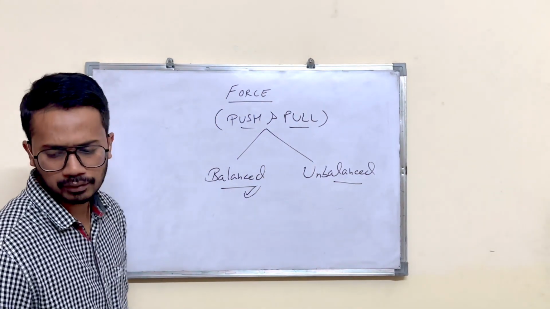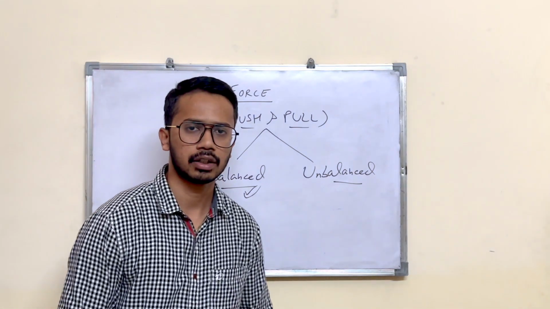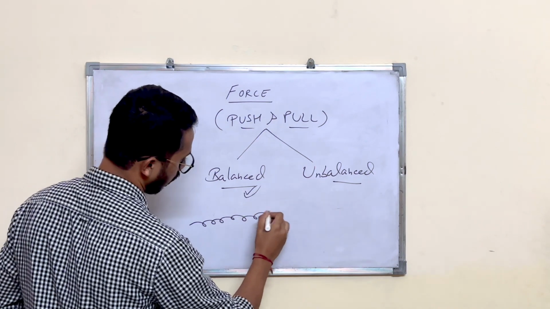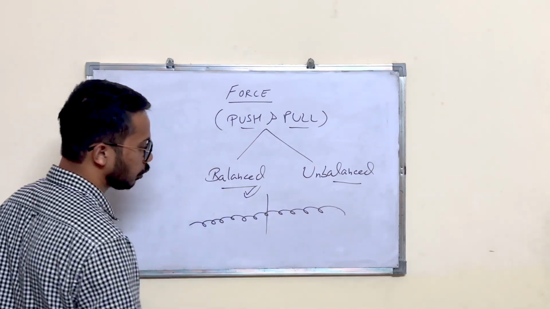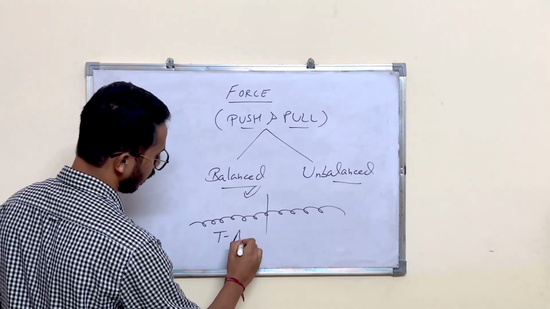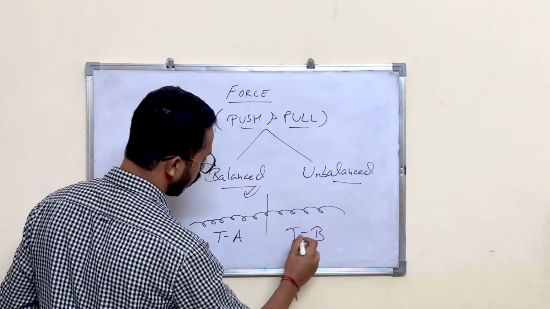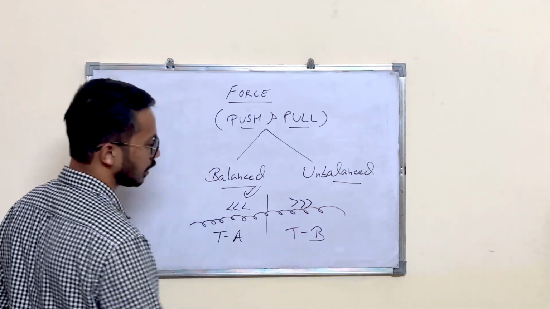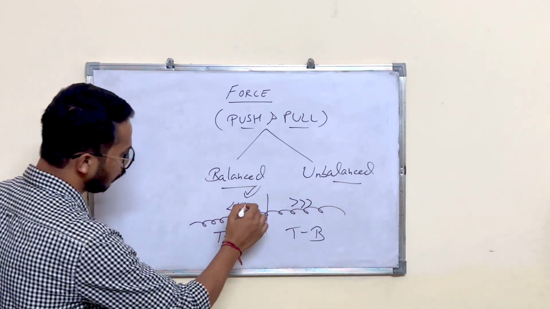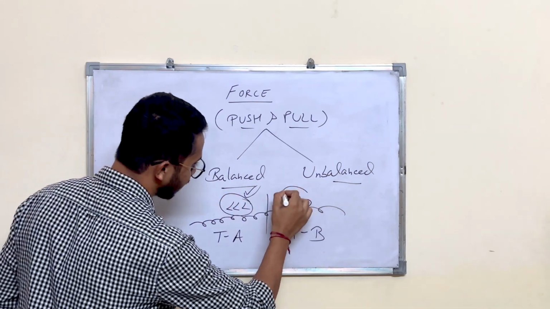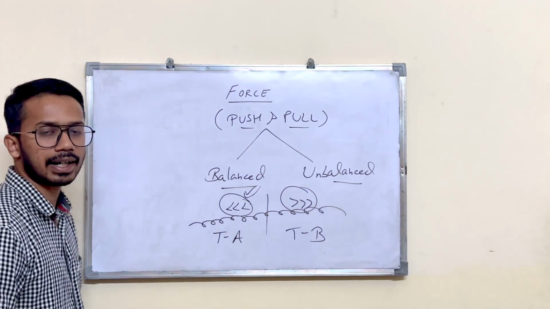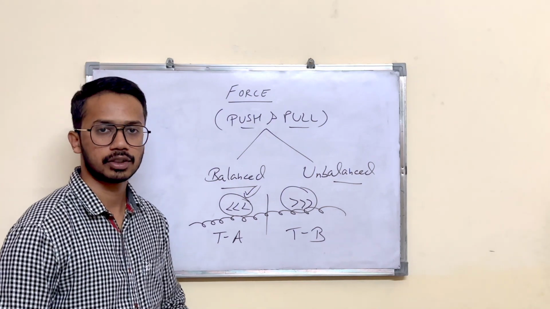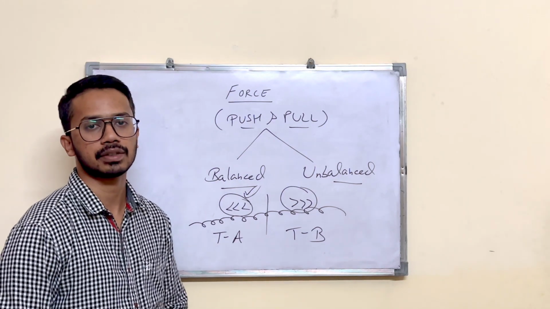Have you ever been part of a tug of war match? Do you remember what happens there? We have a rope and we have two teams, let's say team A and team B. Both teams have one task: to pull the rope towards their direction. Now, if the forces exerted by both teams are exactly the same, this rope will not move at all. This is again an example of a balanced force.